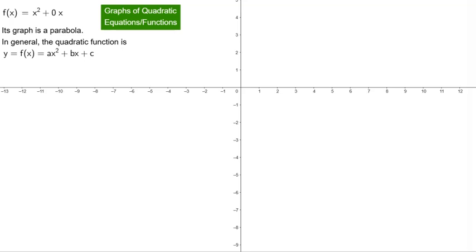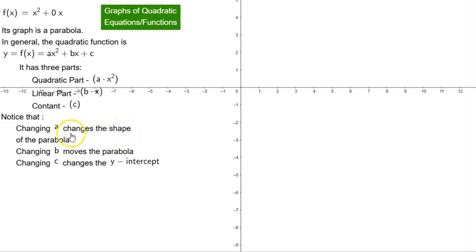So what does a parabola look like? It looks like this. In general, the quadratic function is y is equal to f of x is equal to ax square plus bx plus c. It has three parts. Quadratic part, that is the ax square, the first term. Linear part, that is the bx. And the third is the constant c.